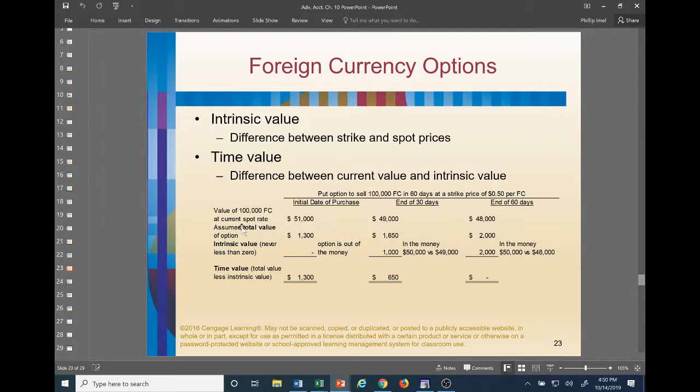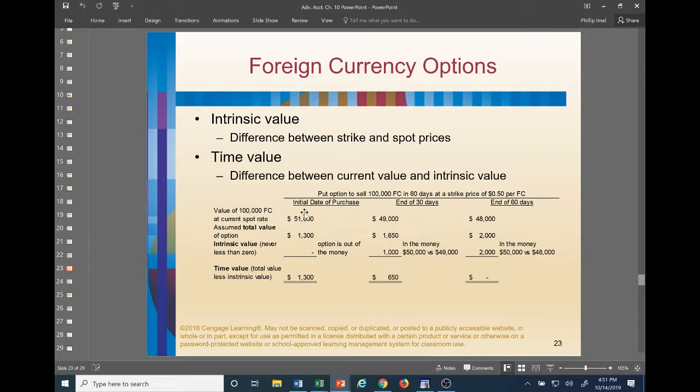So let's see here. The value of 100,000 foreign currency at the current spot rate, let's assume on the initial date of purchase, is going to be 51,000. The assumed total value of the option is going to be $1,300. The intrinsic value is nothing right here because the option is out of the money, because it's 51,000 as opposed to 50,000, since we have 50 cents per foreign currency at 100,000, which will give us 50,000.